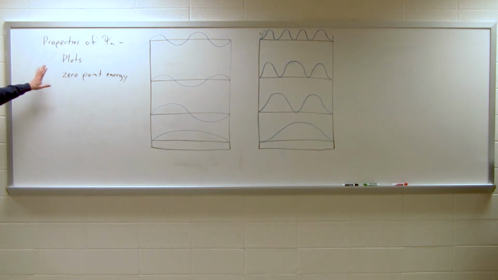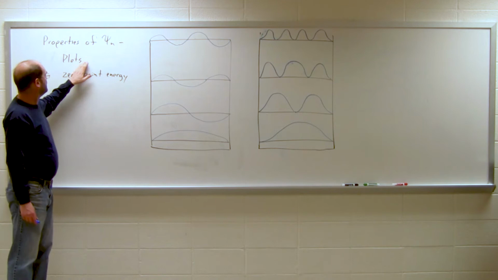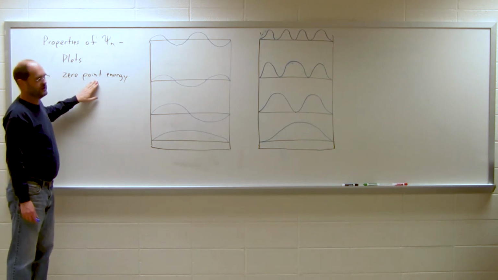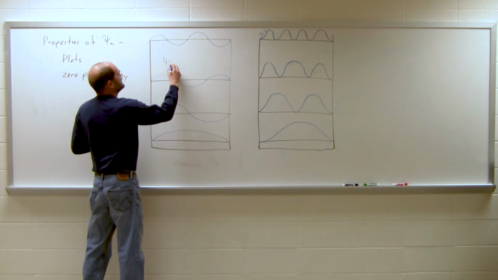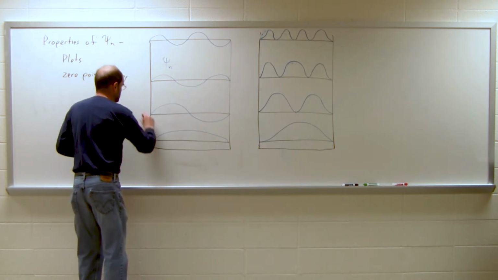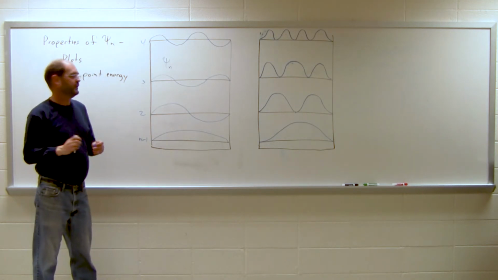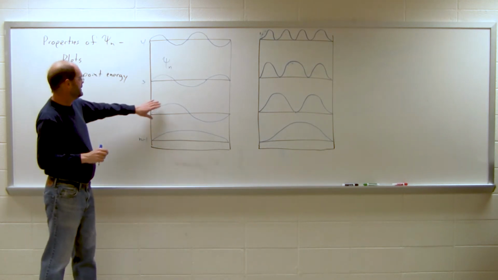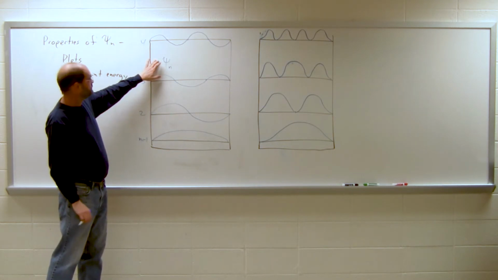Next, I'd like to talk about a couple of the properties of the wave function. First off, some plots, and then the zero-point energy. So what I have here are graphs of psi n, so n equals 1, 2, 3, 4. I've roughly tried to put these in order of energy, although this looks a little bit too even here. Remember, it goes up as n squared.